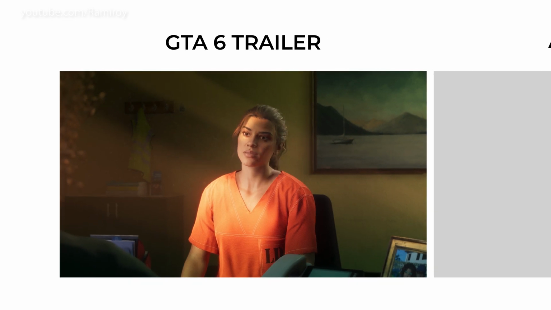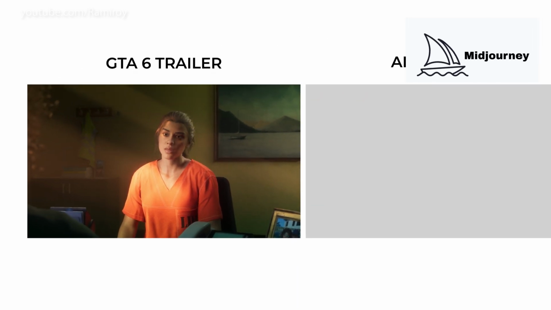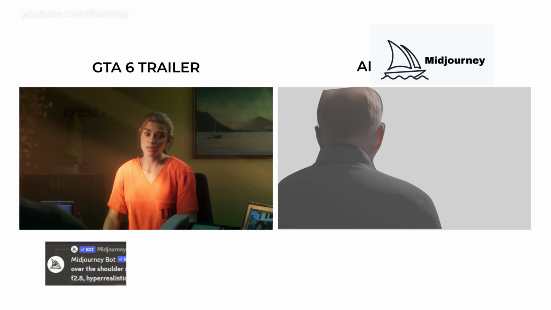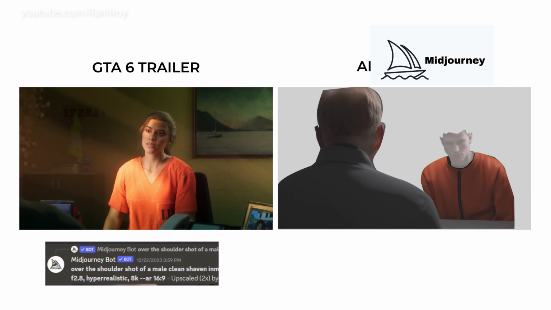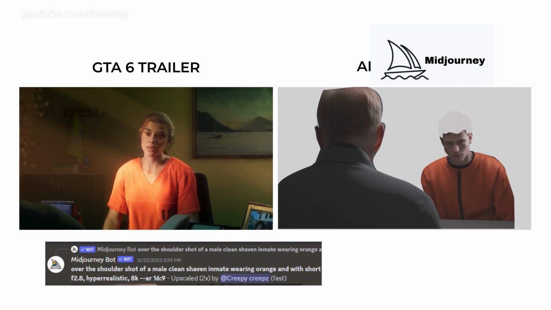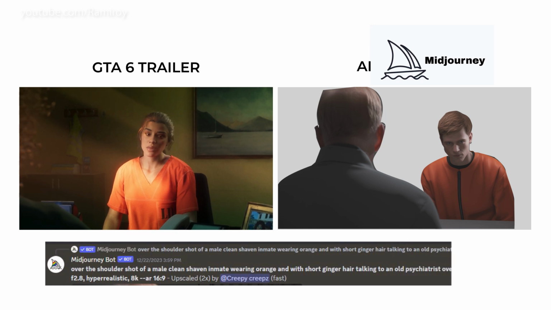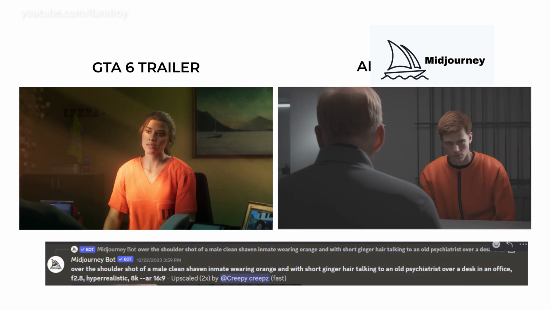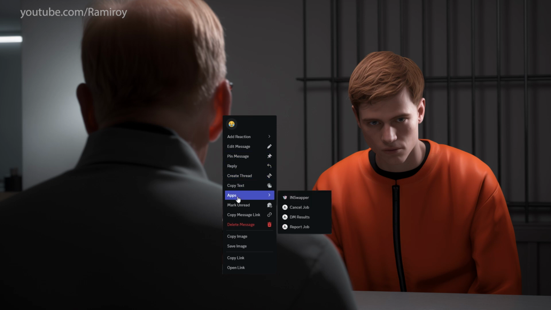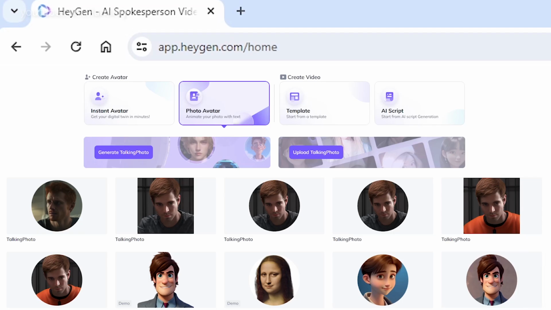To replicate this shot where Lucia is talking to her psychiatrist, I typed something like over the shoulder shot of a male, clean-shaven inmate wearing orange and with short ginger hair, talking to an old psychiatrist over a desk in an office. And then to replace the face with Shane Dawson's face, I used InSwapper. Now that I have the image and the sound, I needed to make Shane Dawson talk. And I did that with HeyGen.